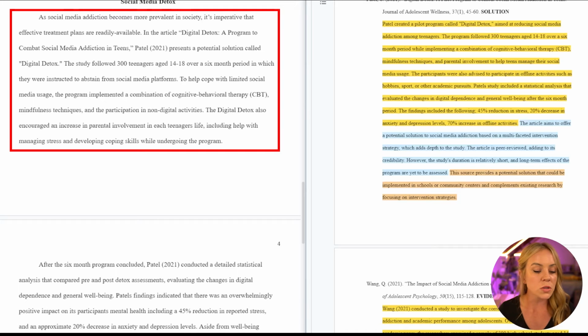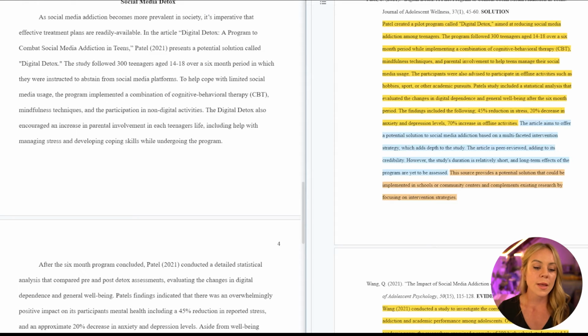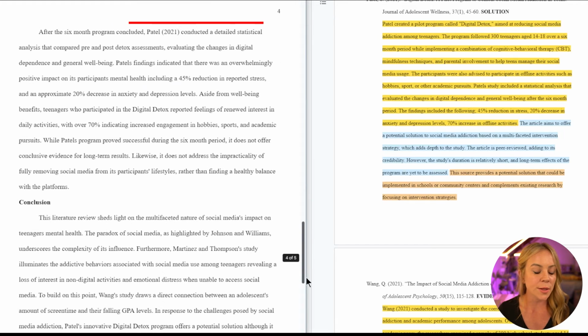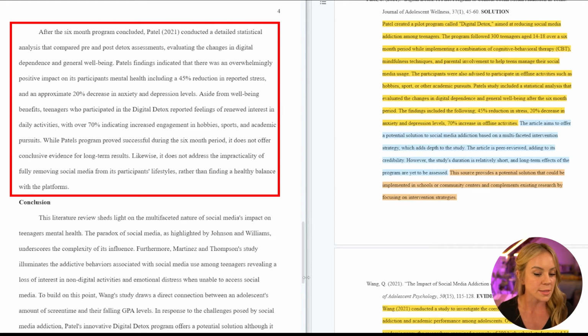The digital detox also encouraged an increase in parental involvement in each teenager's life, including help with managing stress and developing coping skills while undergoing the program. After the 6-month program concluded, Patel conducted a detailed statistical analysis that compared pre- and post-detox assessments, evaluating the changes in digital dependence and general well-being. Patel's findings indicated that there was an overwhelmingly positive impact on its participants' mental health, including a 45% reduction in reported stress and approximate 20% decrease in anxiety and depression levels.